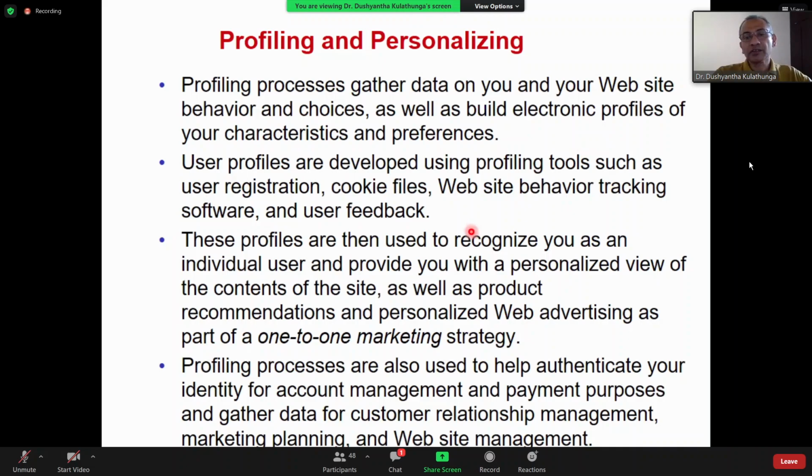So therefore, when you log into a particular website, that can be much easier. When you log in, you can be identified as an individual user easily. So then the organization can look at your profile and then display some personalized content to match with your preferences, to match with your needs, to match with your choices. So that is one of the uses of these profiles, as well as for product recommendations.